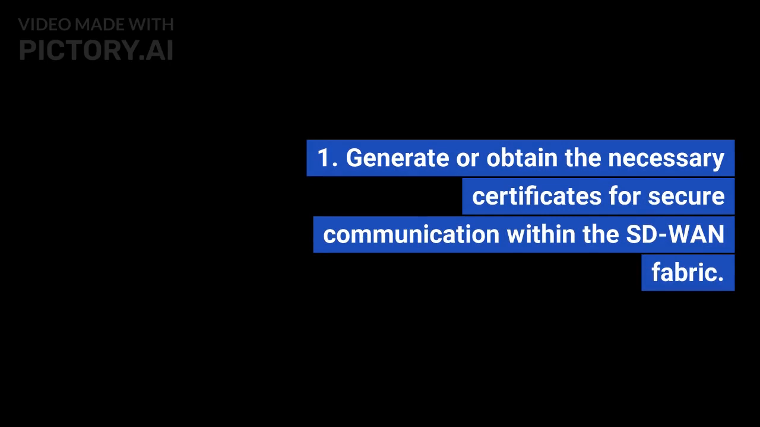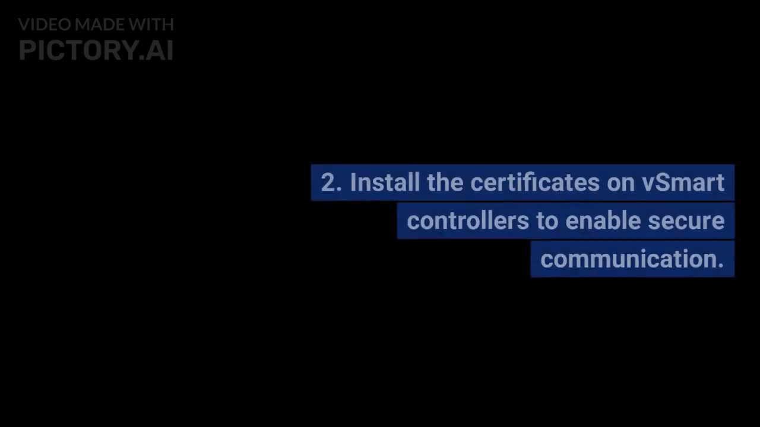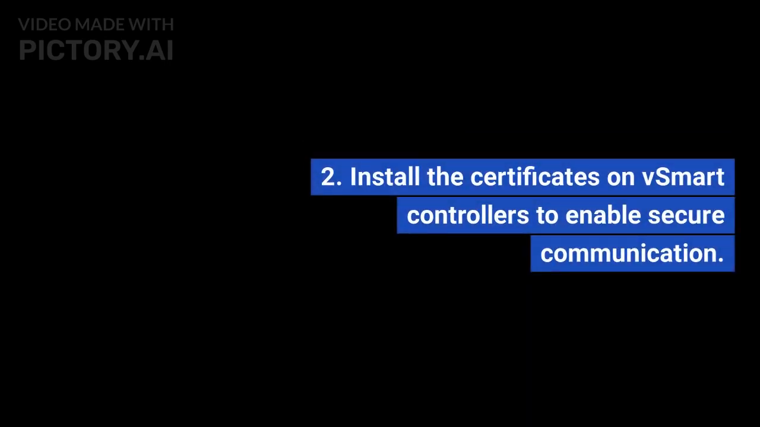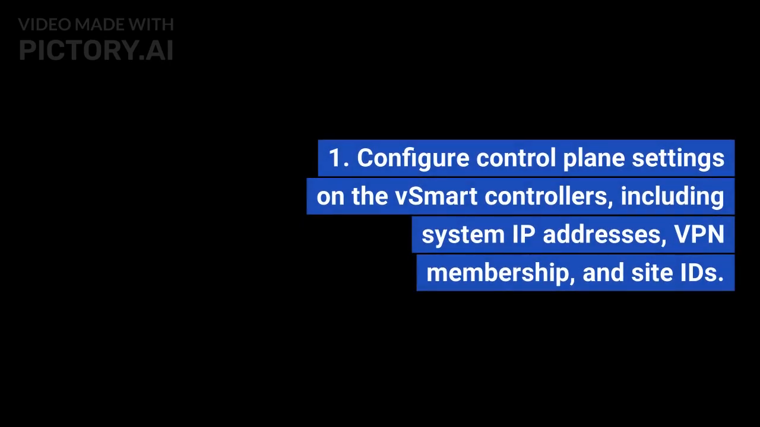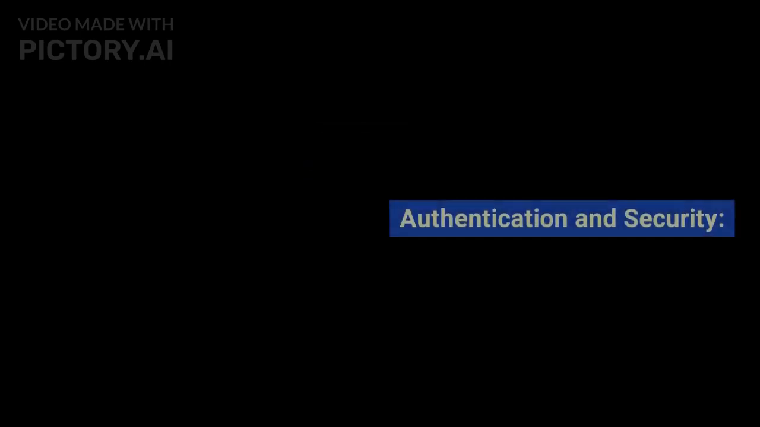Certificate installation. 1. Generate or obtain the necessary certificates for secure communication within the SD-WAN fabric. 2. Install the certificates on vSmart controllers to enable secure communication. Control plane configuration. 1. Configure control plane settings on the vSmart controllers, including system IP addresses, VPN membership, and site IDs.